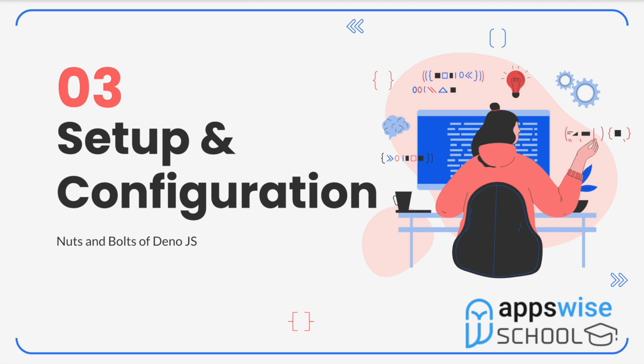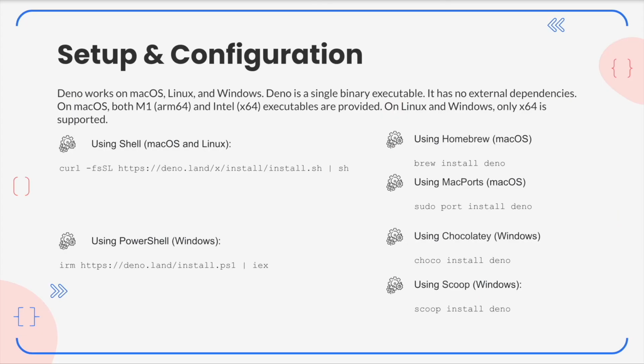Let's start getting our hands dirty by doing the setup and configuration required for developing Deno projects, including the editor extension setups and configuration. Let's start the setup and configuration required to install Deno on machine. Deno supports macOS, Linux, and Windows. However, on Linux and Windows, only x64 architecture is supported. In Mac, both M1 and Intel x64 architecture are supported.